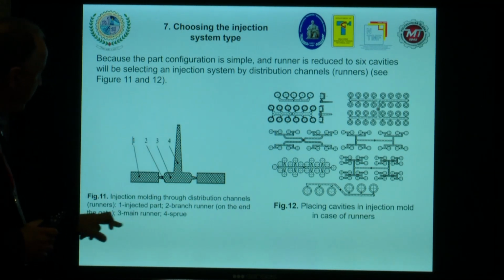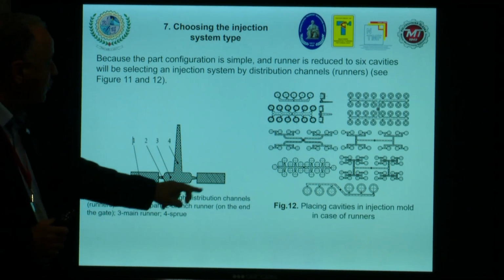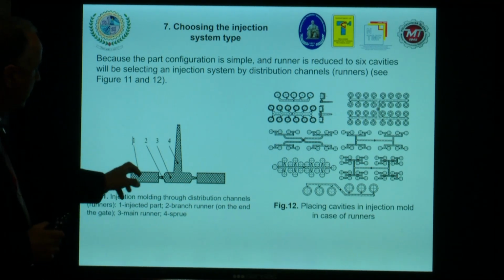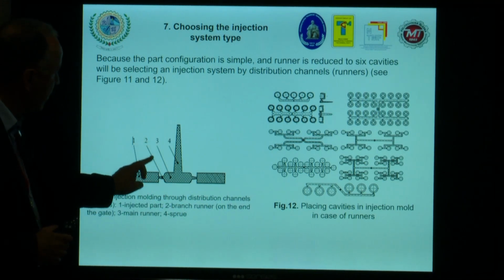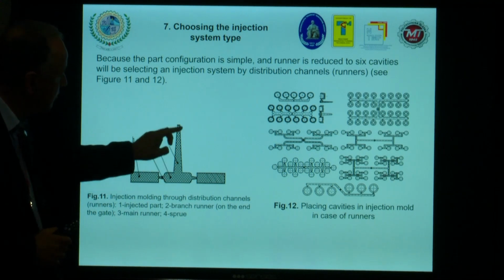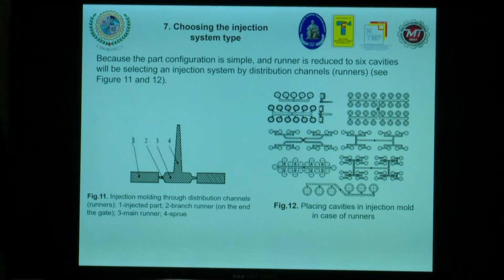You can see here in figure 11, injection molding through distribution channel, I mean the injected part, both left and right. Branch runner, number 2, and main runner, number 3, and the sprue. The runner and the sprue we can reuse. Taking into account the recommendation of the producer, we can reuse the material up to 10 times without changing the mechanical properties and so on.